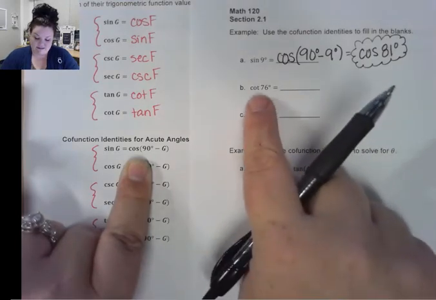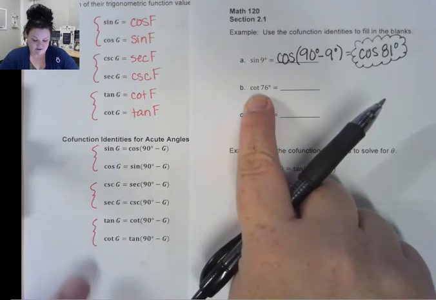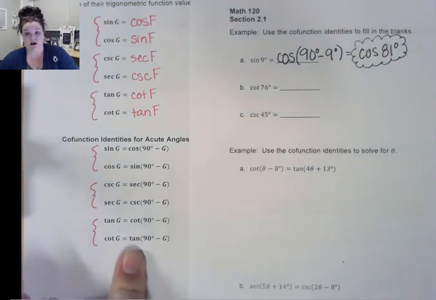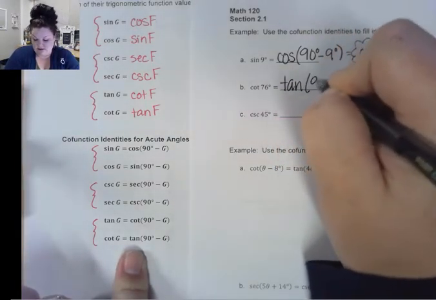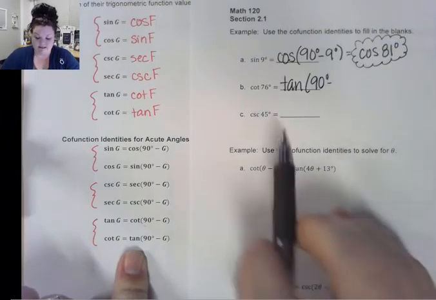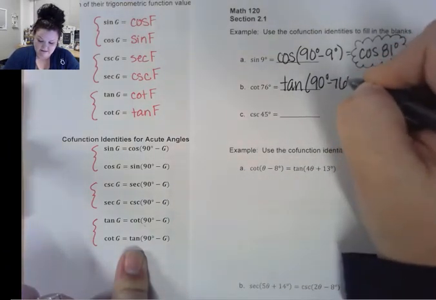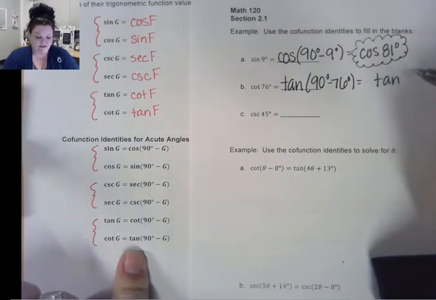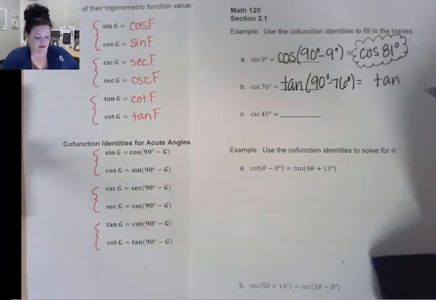All right, so let's do the same thing with cotangent. If I look at cotangent, cotangent can be rewritten as tangent using the complementary angle. So this would be tangent of 90 degrees minus whatever angle measure we have here, which is 76. So this ends up being tangent of 14 degrees.